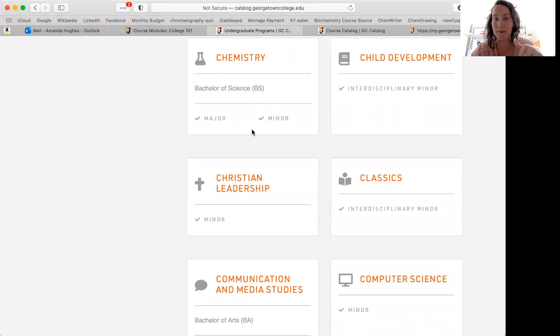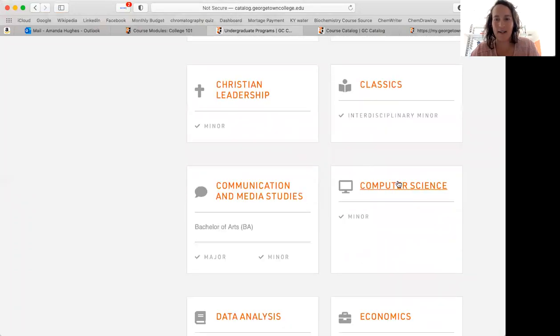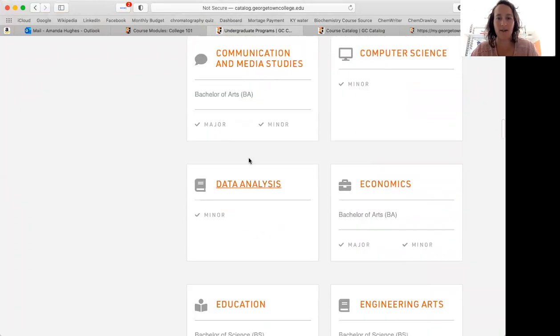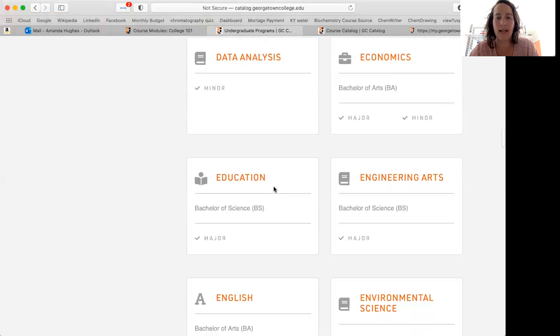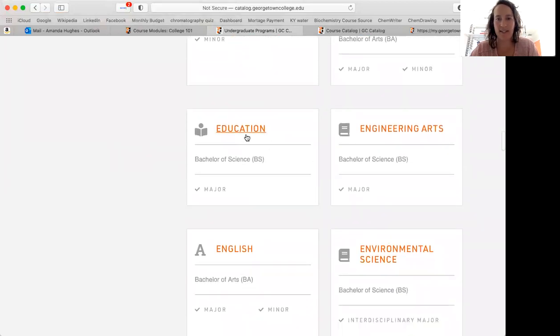So this is where we want to be. This is what I was looking for. Computer science, you can minor in it. So here's where you can kind of get an idea of what you would want to major or minor in. Let's say you decide you want to major in education, since I'm right here.